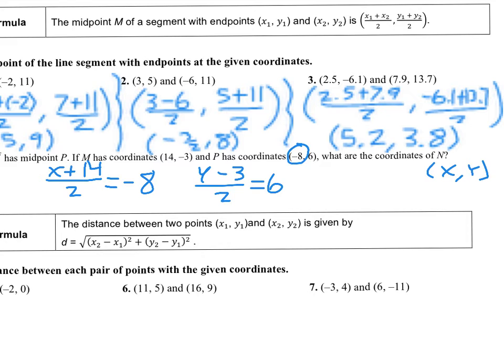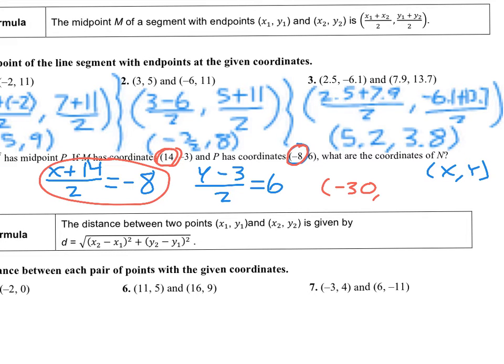The faster way, in my opinion, is think about if you're on this endpoint, to get here, you go down 22. And since I know that's the middle, I have to go down 22 again to get to the other endpoint. So you get negative 30. And if you solve this equation, you get negative 30.